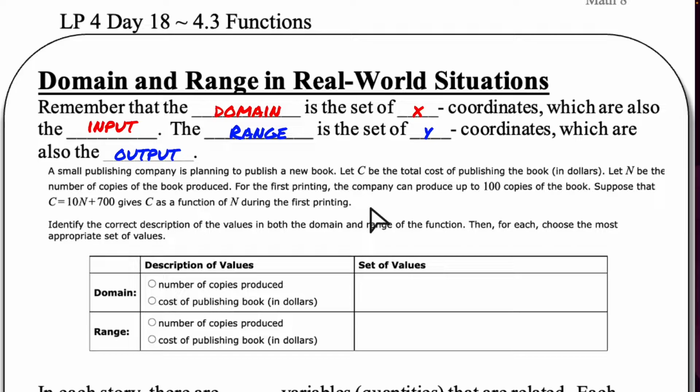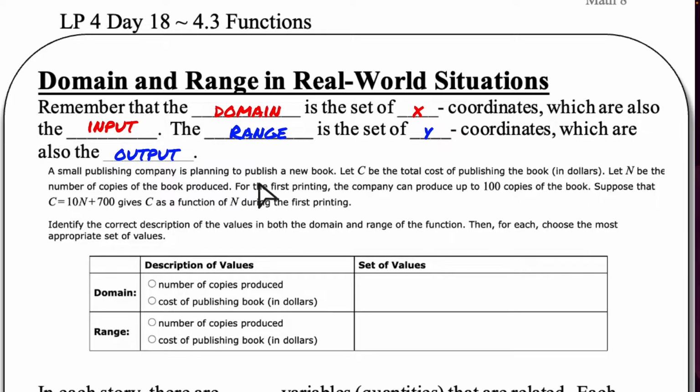So a small publishing company is planning to publish a new book. So yay, I got that part right. I did get the idea. It's publishing a book. So let C be the total cost of publishing a book. All right, so it costs something to publish this book. Let N be the number of copies of the book that's being produced, right? So we don't know how many books are being produced. It could be 1, it could be 1,000,000. We don't know. For the first printing, the company can produce up to 100 copies of the book. Okay, so there's a limit. I have to do 0 to 100 books, right? Can't do less than 0. That would be weird to print negative books.